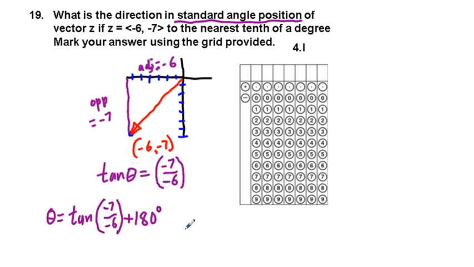So we put it up here, 229.4. So we just bubble that in.